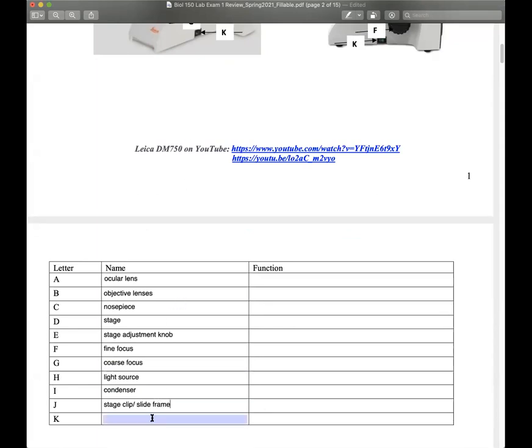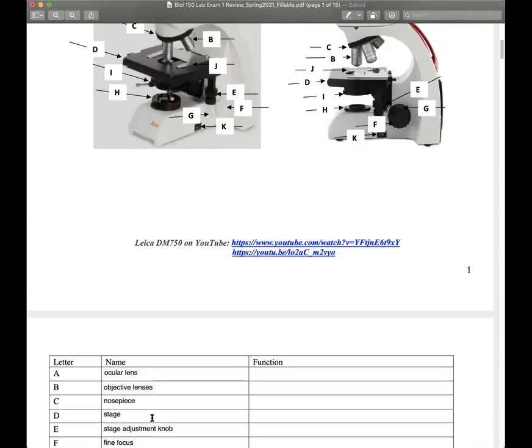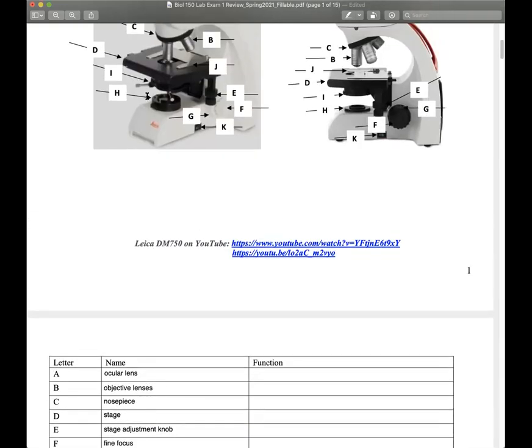Professor, I have a question. Dr. Smith said that I was called the iris diaphragm wheel, which was not the condenser, when he was explaining it to us. So I just wanted to clarify.